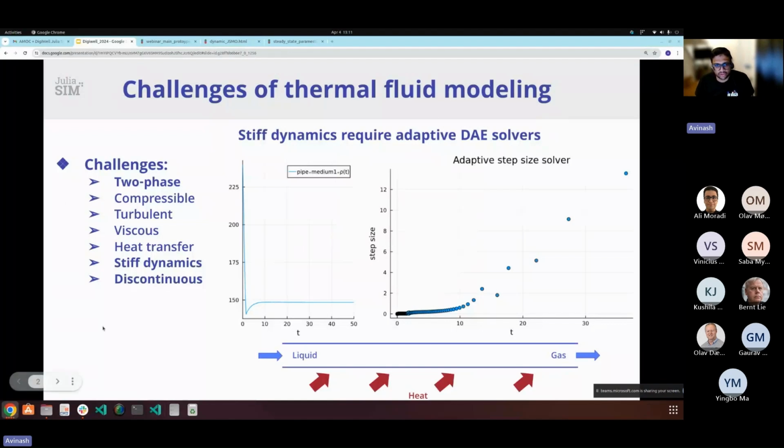There are a number of other issues with fluid modeling. For instance, we could have compressible, turbulent, viscous flows with heat transfer. And sometimes you have discontinuities at these phase change boundaries.